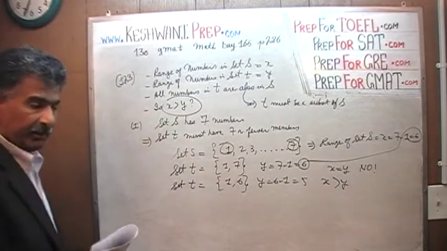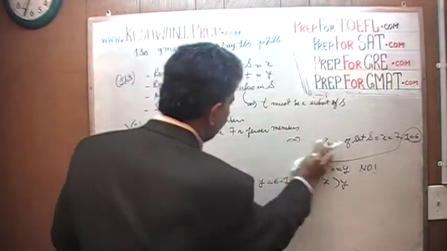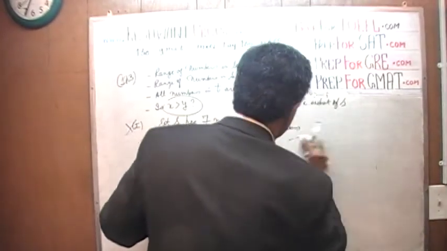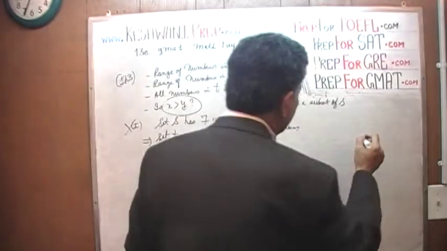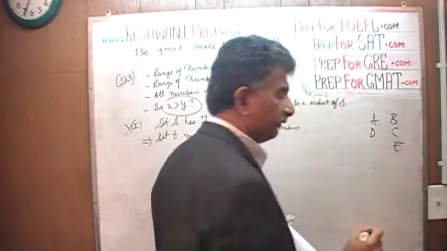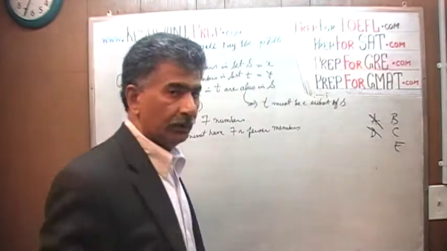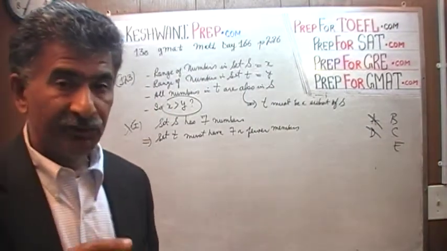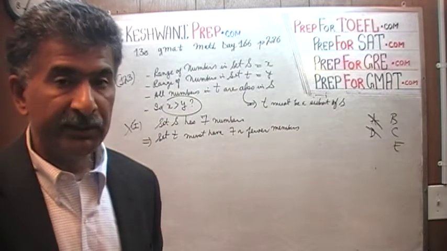So the first statement by itself is not enough. Since the first statement by itself, we just found out, is not enough, we know now that the answer cannot be A or D. Therefore, it is B, C, or E.